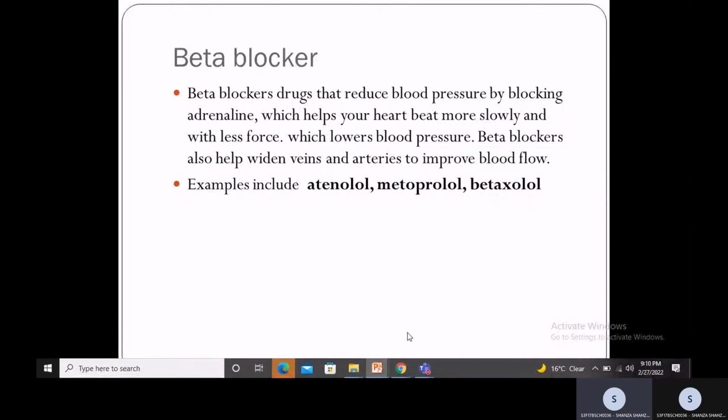Beta blockers. Beta blockers are drugs that reduce blood pressure by blocking adrenaline, which helps your heart beat more slowly and with less force, which lowers blood pressure. Beta blockers also help widen veins and arteries to improve blood flow. Here are some examples of beta blockers: atenolol, metoprolol, and betaxolol.